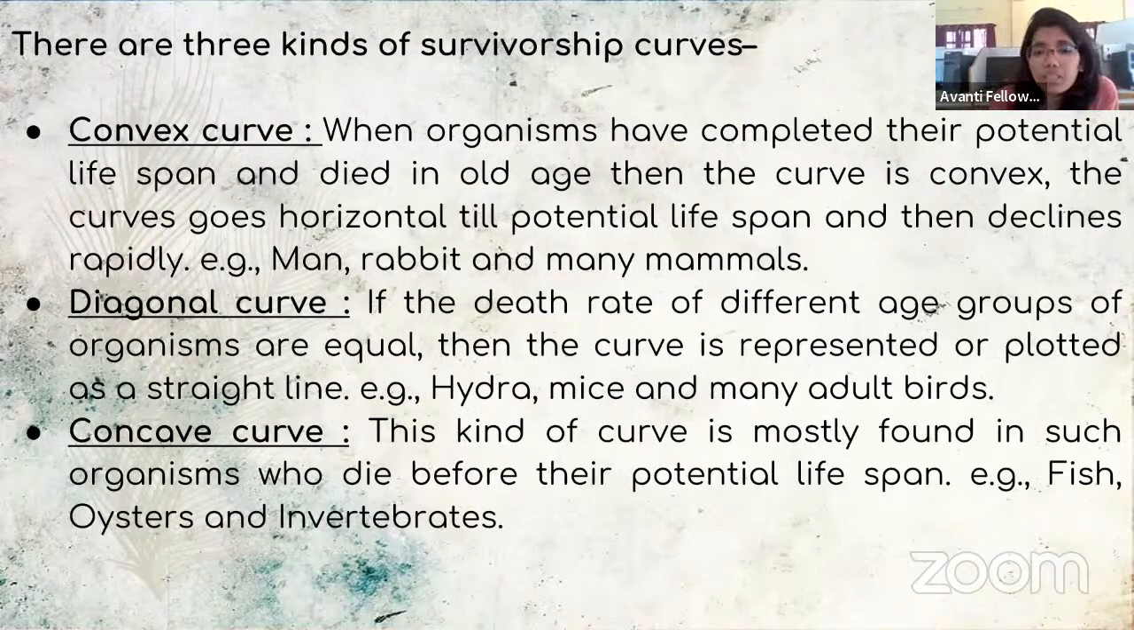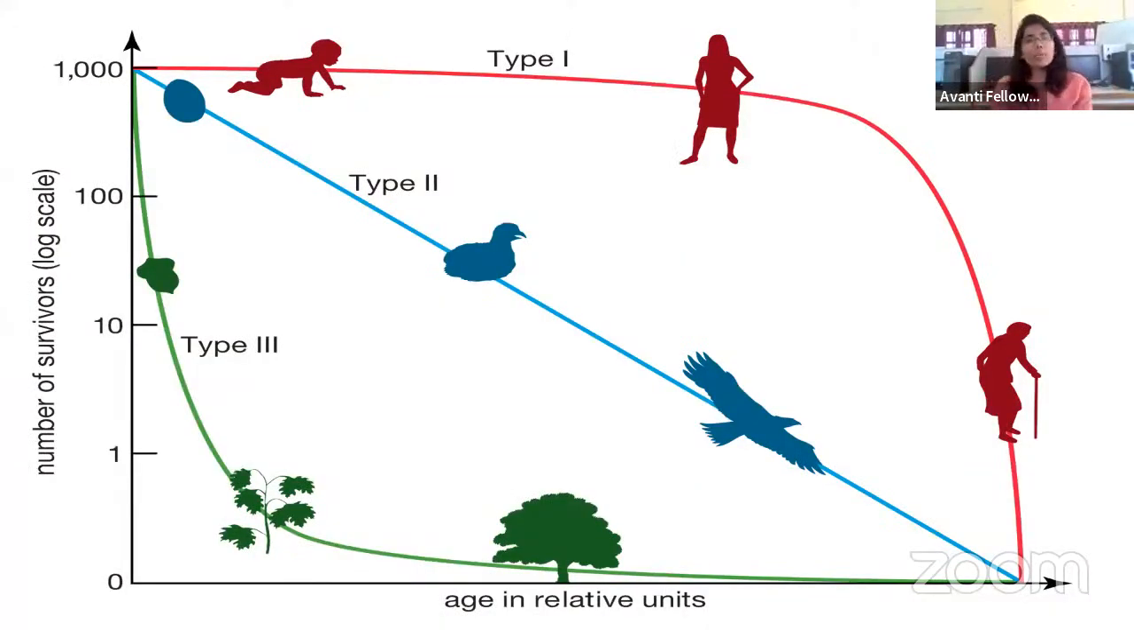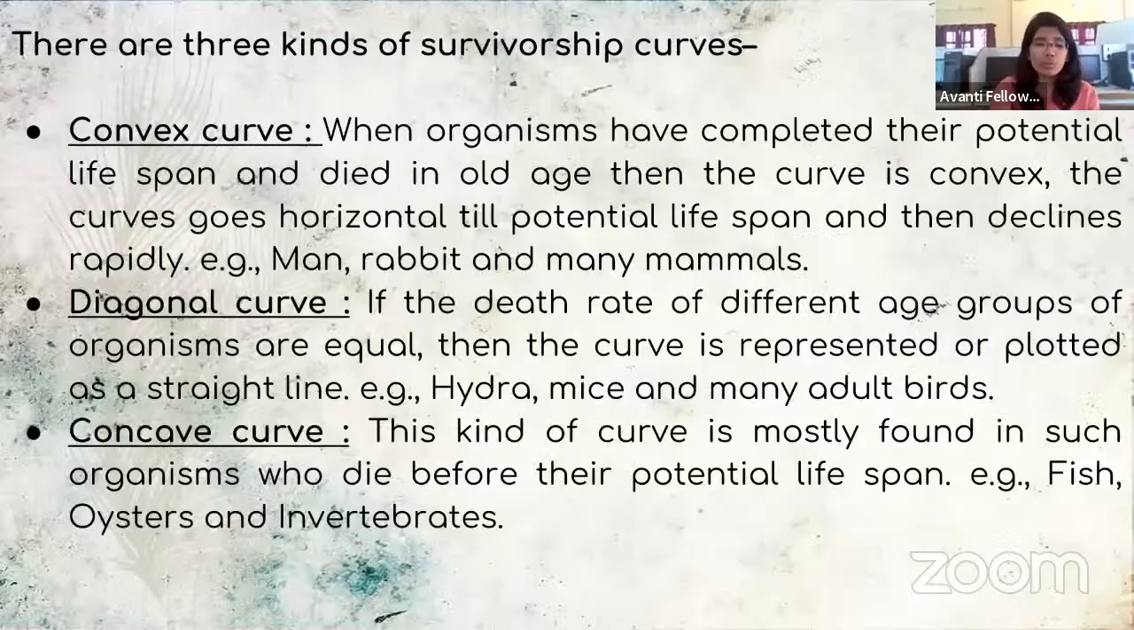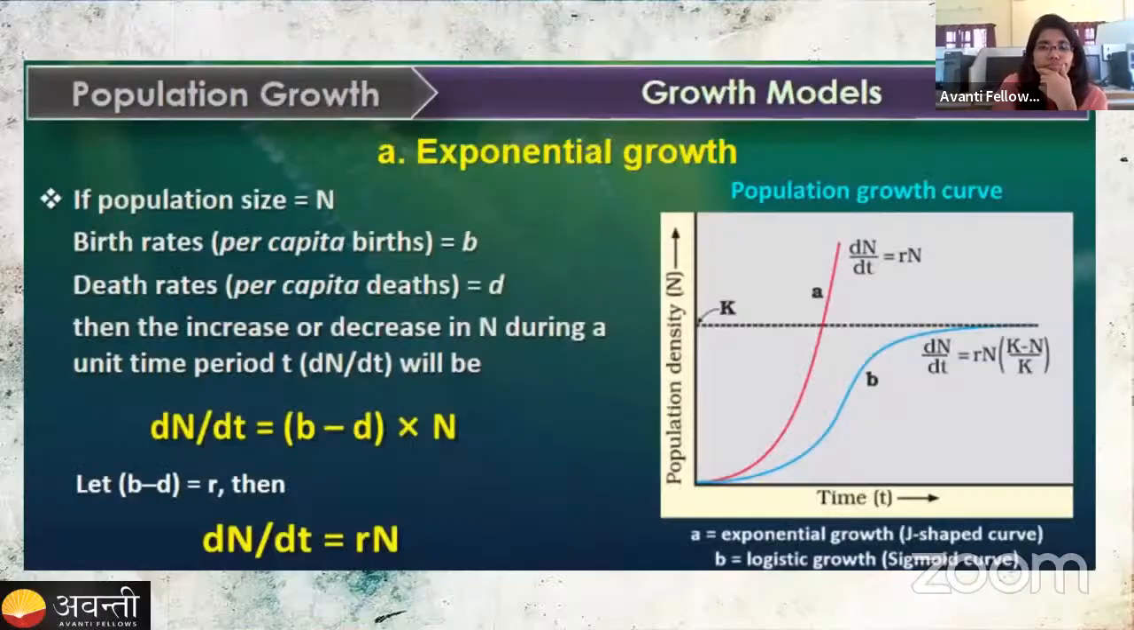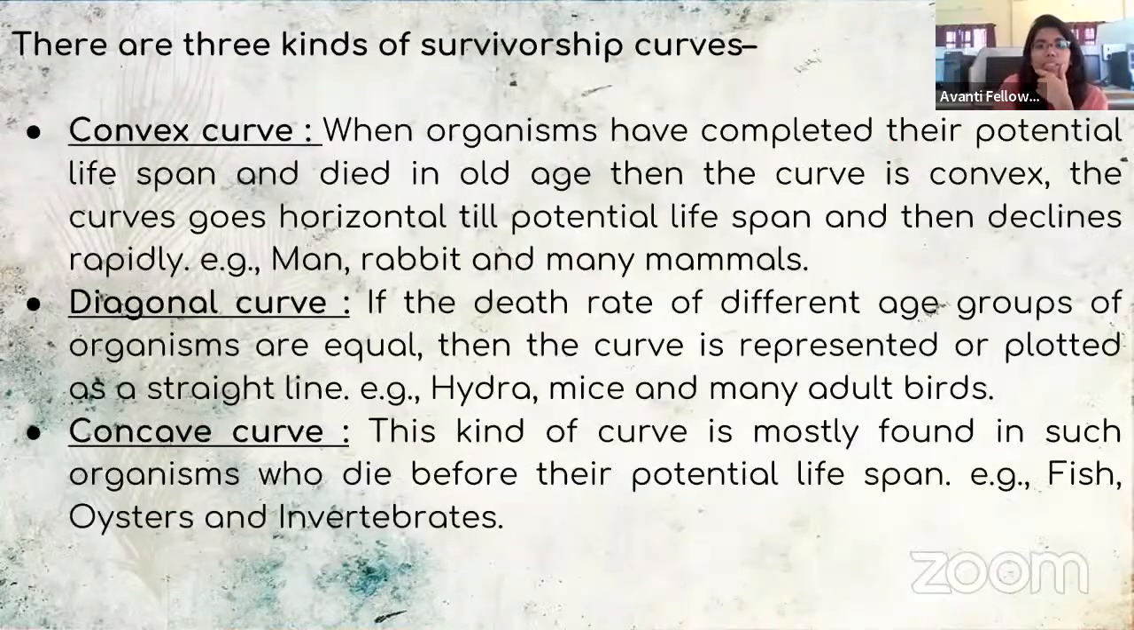And a concave curve, this kind of curve is mostly found in organisms that die before their potential lifespan. For example, if the organism has to live up to 10 years, but it is dying in 1 year itself, then there we are going to get a concave curve. I hope it is clear.